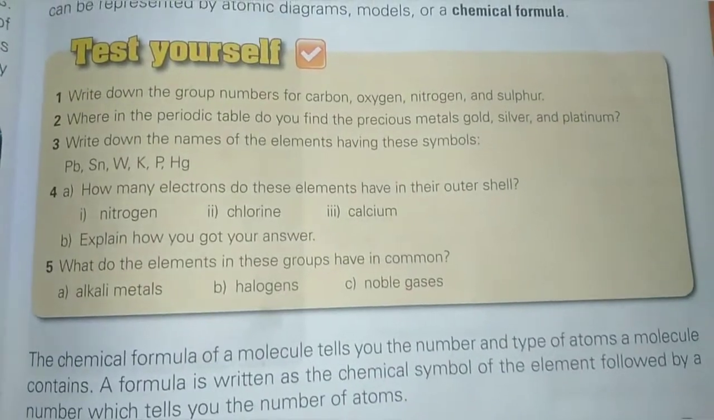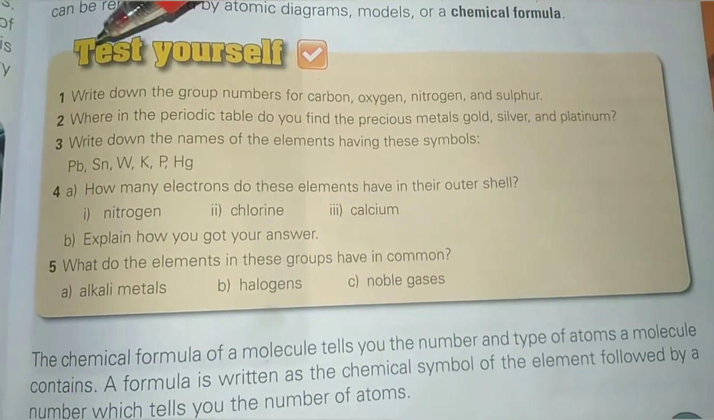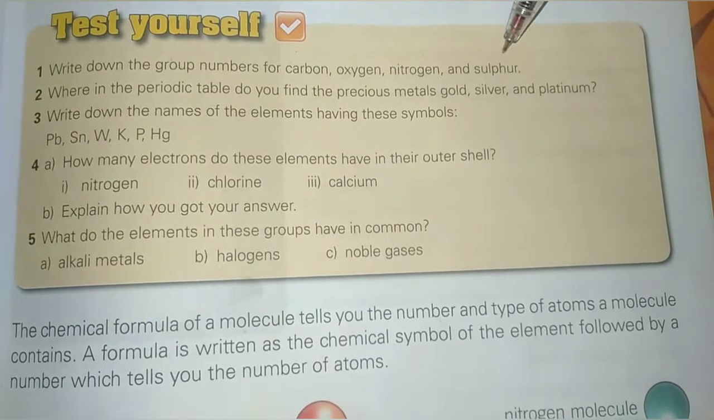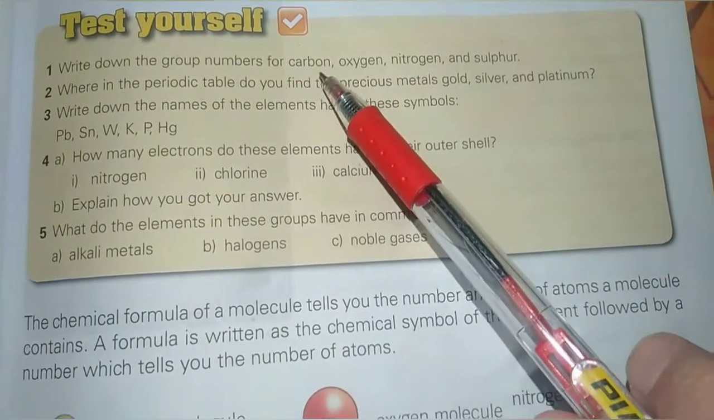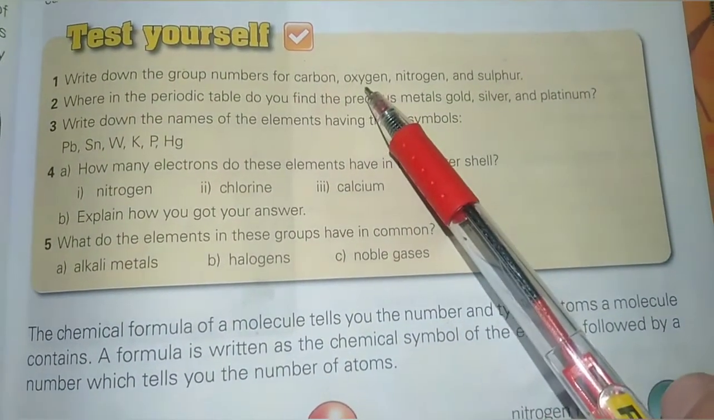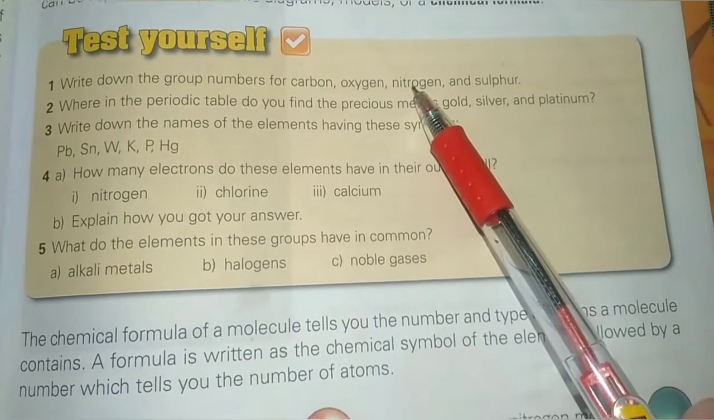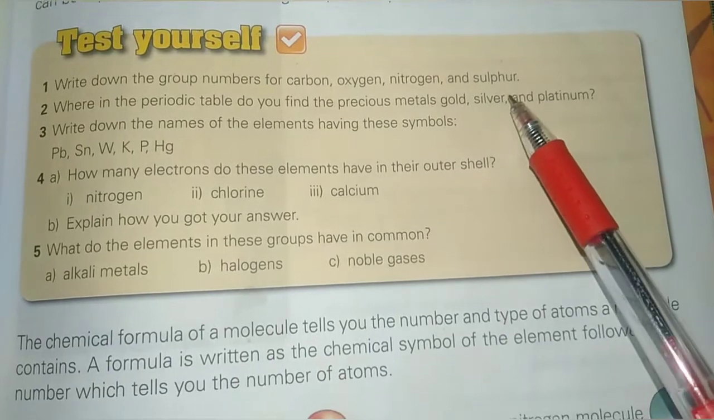Students, next we have to do Test Yourself. Question number 1. Write down the group number for carbon, oxygen, nitrogen and sulfur. The group number of carbon is 4. The group number of oxygen is 6. The group number of nitrogen is 5. And the group number of sulfur is 6.